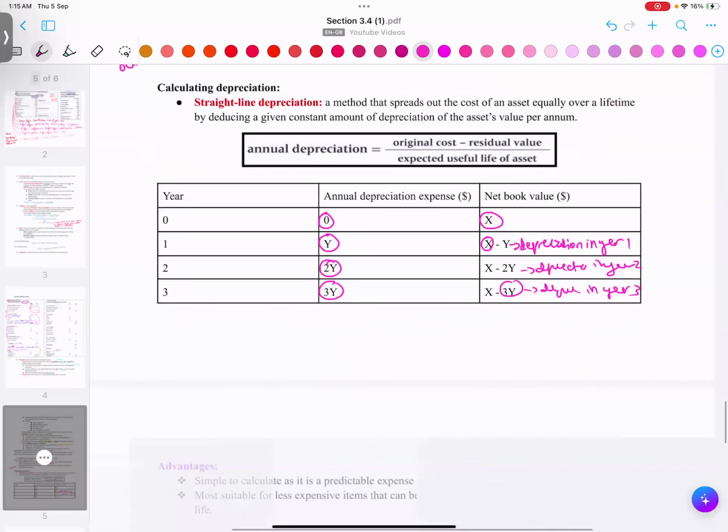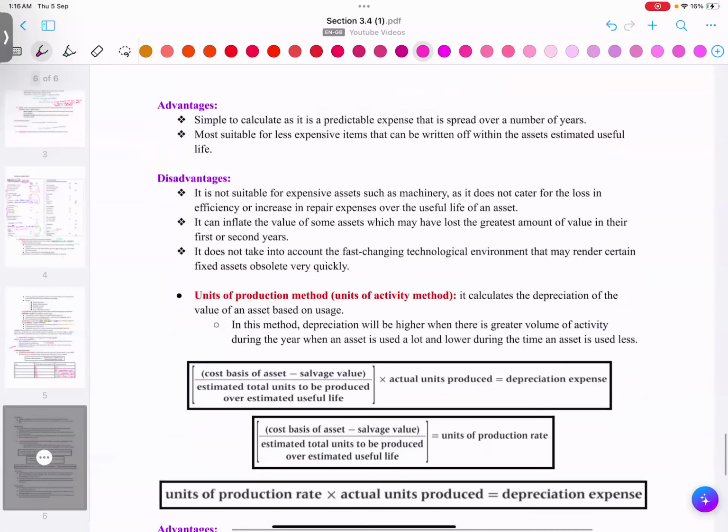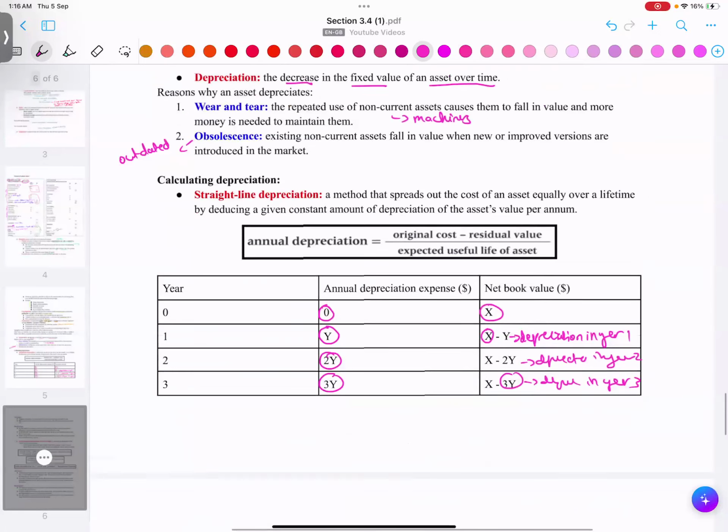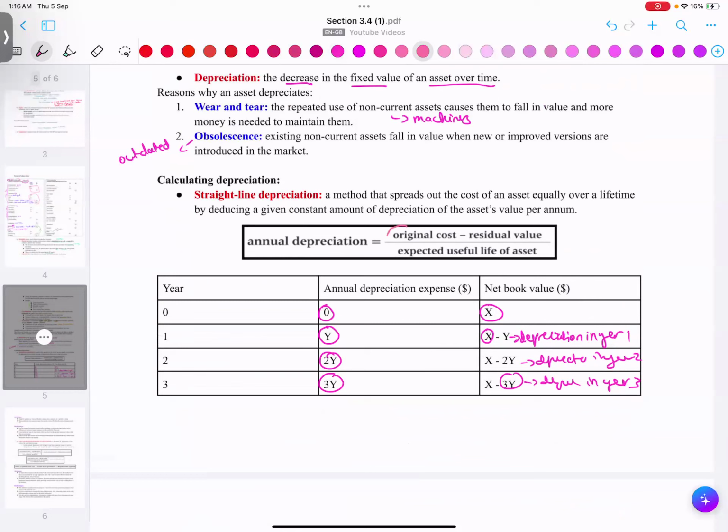Okay. So the advantages of the straight line method are that it's simple to calculate as it's a predictable expense that is spread over a number of years. And it's more suitable for less expensive items that can be written off within the asset's estimated useful life. Okay, because look, you have its original cost, so the cost of the machinery or non-current assets, its residual value, and the expected useful life of the asset. So how many years are you going to use it? 4 years, 5 years, okay. And then the residual value and the original cost. So that's basically the annual depreciation per year.